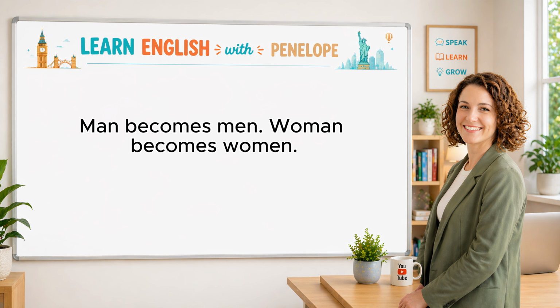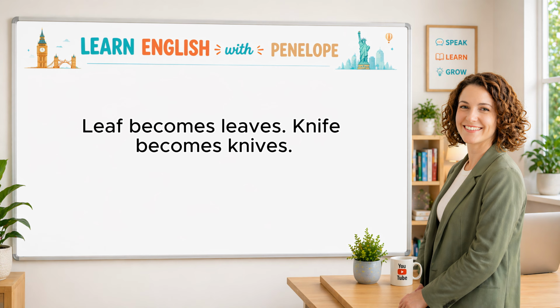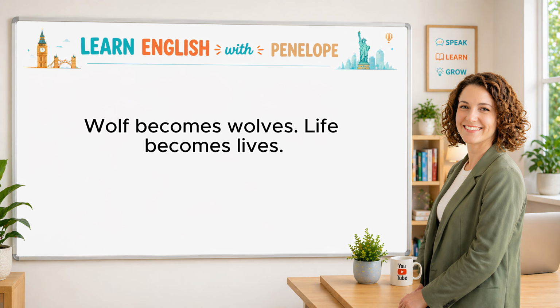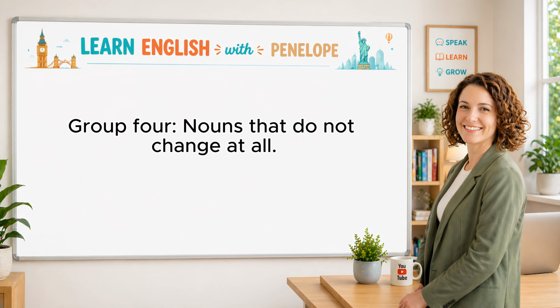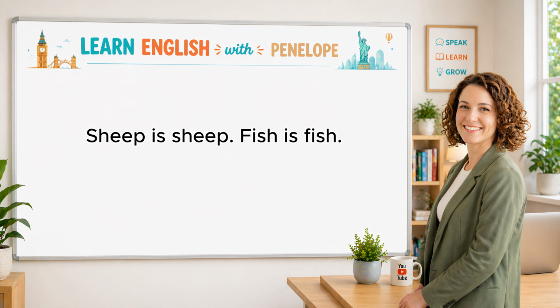Man becomes men, woman becomes women, tooth becomes teeth, foot becomes feet, goose becomes geese, mouse becomes mice. Group 2, nouns where F or FE changes to VES, leaf becomes leaves, knife becomes knives, wolf becomes wolves, life becomes lives. Group 3, nouns that add en or ren, child becomes children, ox becomes oxen. Group 4, nouns that do not change at all. Sheep is sheep, fish is fish, deer is deer.